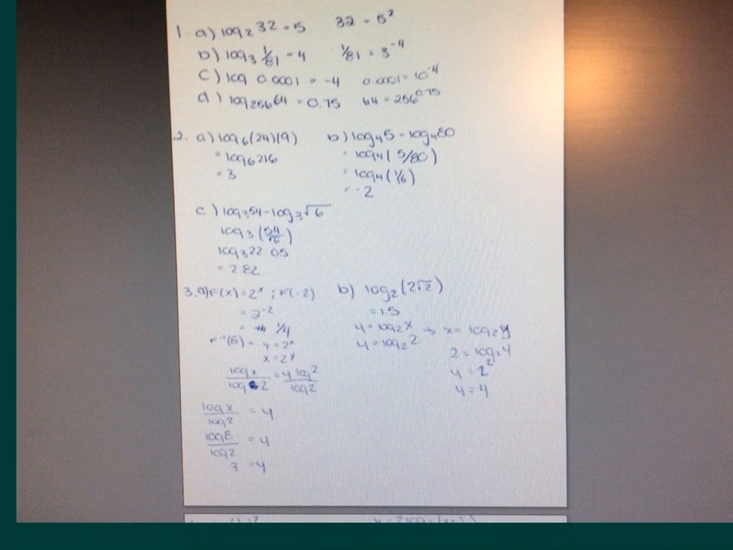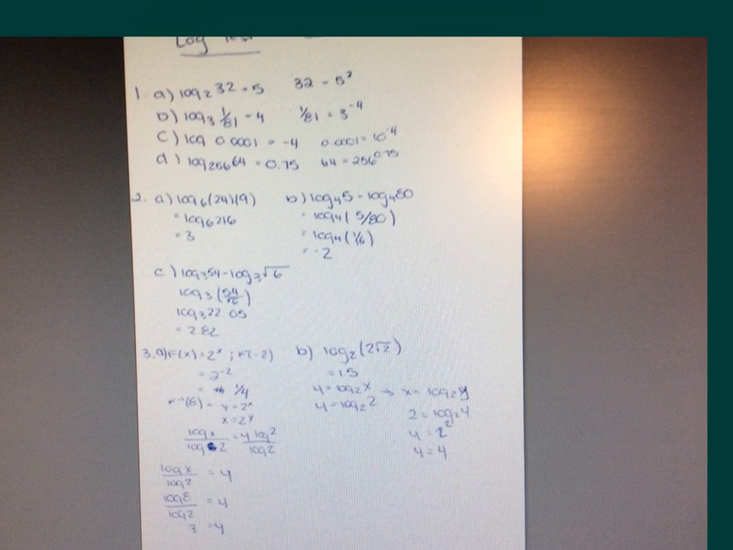question 1A, this number here, log base 2 of 32 equals 5. That means that the base is 2, the exponent is 5, and that should equal 32. And you can check that on your calculator. 32 doesn't equal 5 squared, so that would be how you would pick up on that, okay?